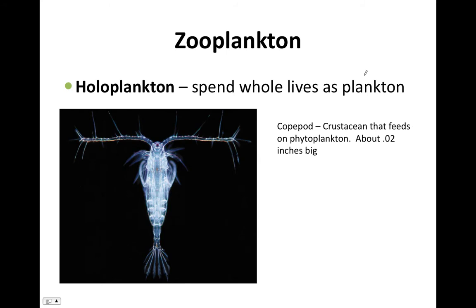Next we have holoplankton. They spend their whole lives as plankton, and they're smaller than 1 centimeter. This is an example of a holoplankton. It's called a copepod. It's a crustacean, like a shrimp or a crab or a lobster, and it feeds on phytoplankton, and it's about 0.2 inches big. It's very, very tiny.